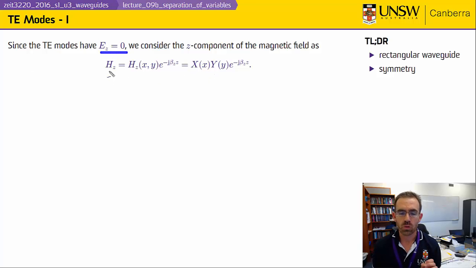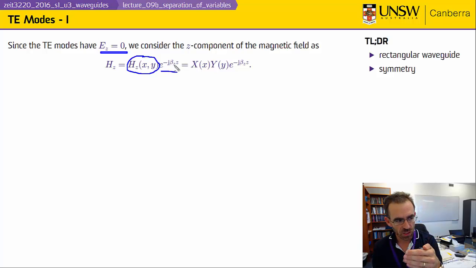We are going to write the z component of the magnetic field as the product of our transverse function that depends only on x and y times e to the minus j beta sub z times z. The notation I'm using here is a little bit different than your textbook. I'm going to consistently use this beta sub z to indicate that this is the propagation in the z direction. And since we've already said h sub z could be separated, I can now write it like this.